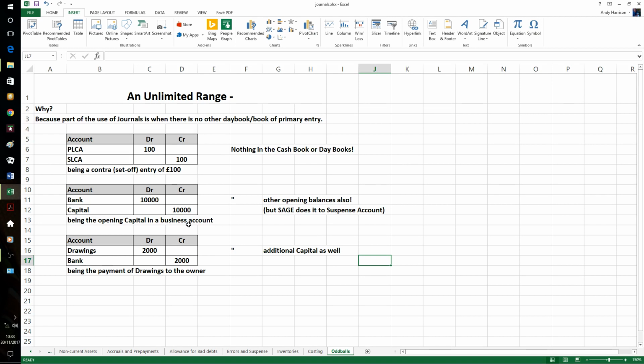Opening balances, bank, put some money into the bank, capital. Well, we might not even have an account system when we first do that. Other opening balances, of course, Sage does the double entries for every opening balance into the suspense account.